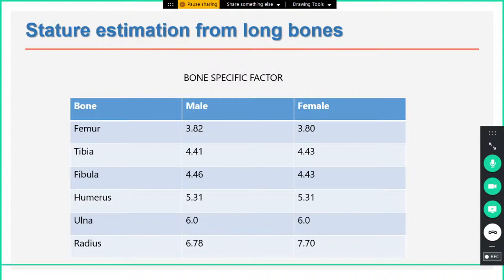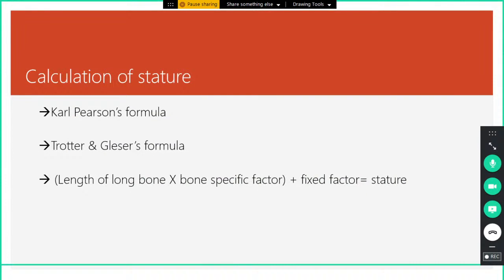Now, if you get one single bone, femur, and you have to estimate the height of a person, and recreate the stature of a person with the help of one single bone, how will you do it? There are some bone specific factors for each bone given here, and two formulas. One is Karl Pearson's formula, the other is Trotter and Gleser's formula, in which you measure the length of the bone, whether it is a broken bone or a complete intact bone, and multiply it by that bone specific factor. If it is male, add the bone specific factor for male, plus one fixed factor to rule out errors. It will give you the stature. So there are two formulas, Karl Pearson's and Gleser's.